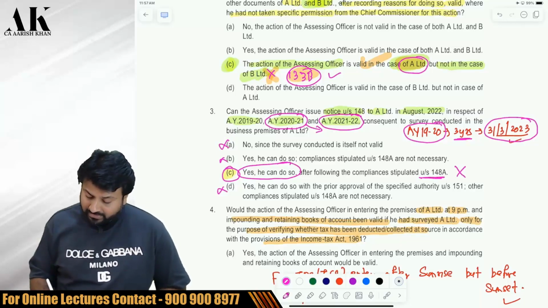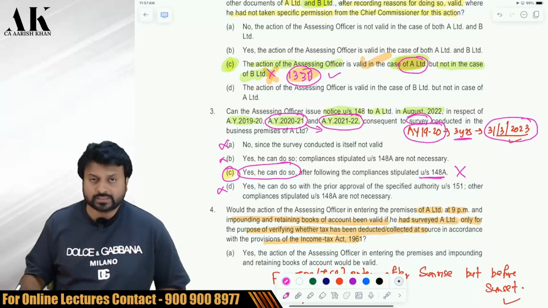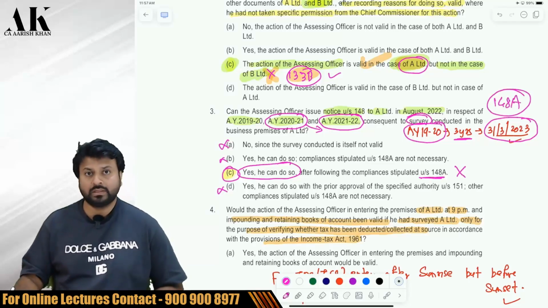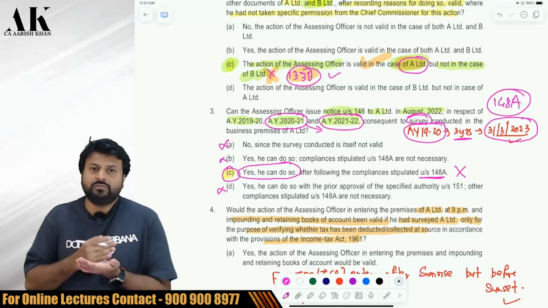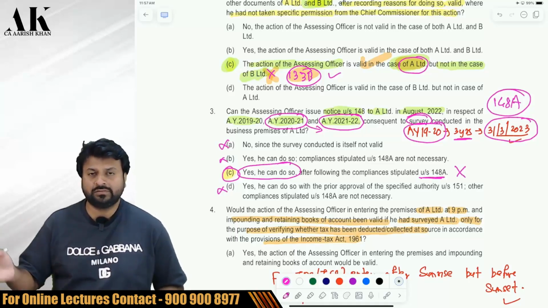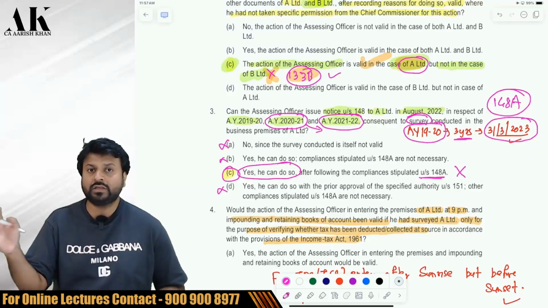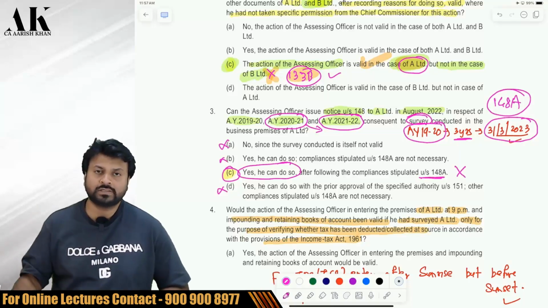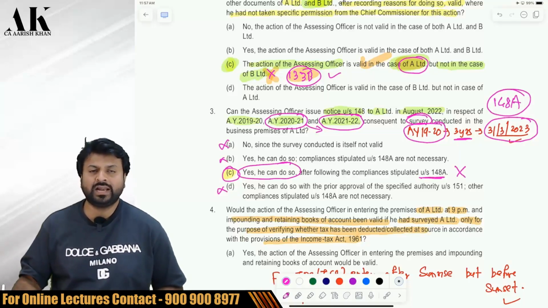You have done survey, right? You have conducted survey, but you have to conduct one inquiry under 148A. That is mandatory. That is where you will give a show cause notice to assessee, then assessee will reply in 7 to 30 days, and then the AO will pass an order, and then AO will issue notice under 148. Therefore, you have to follow this due procedure, which is given in the law. Without that, you cannot issue notice under 148.